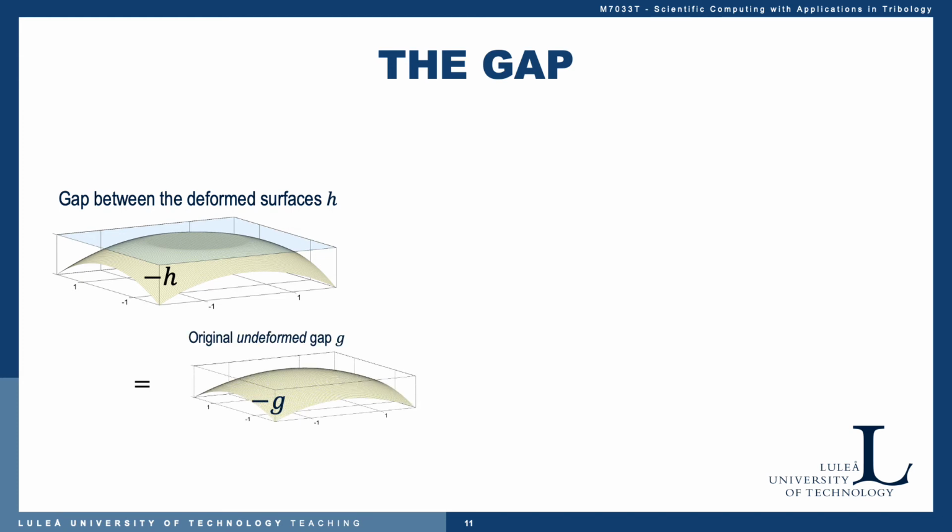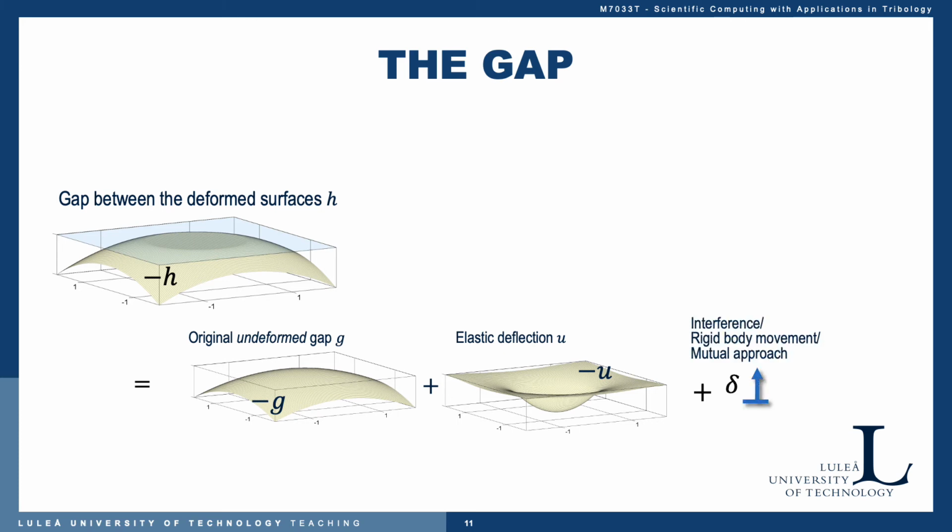So instead of the shape of the lower body, we consider the original undeformed gap between the bodies, denoted here by G, and with its negative in the figure. And we add the negative of the deformation and the rigid body movement or mutual approach.